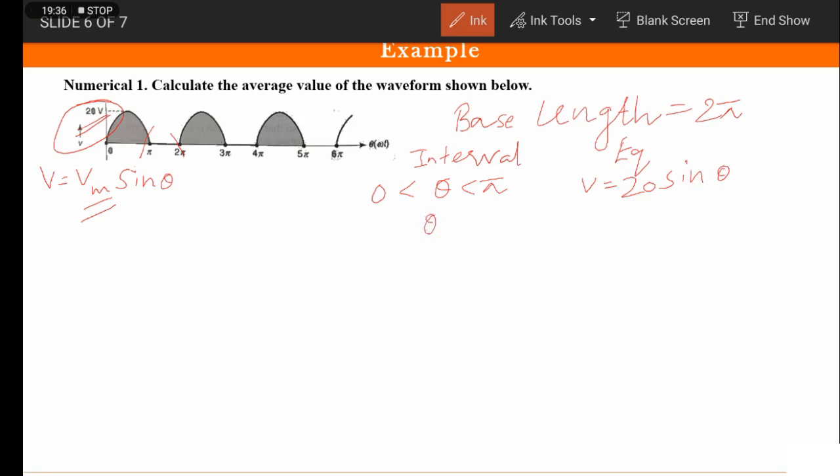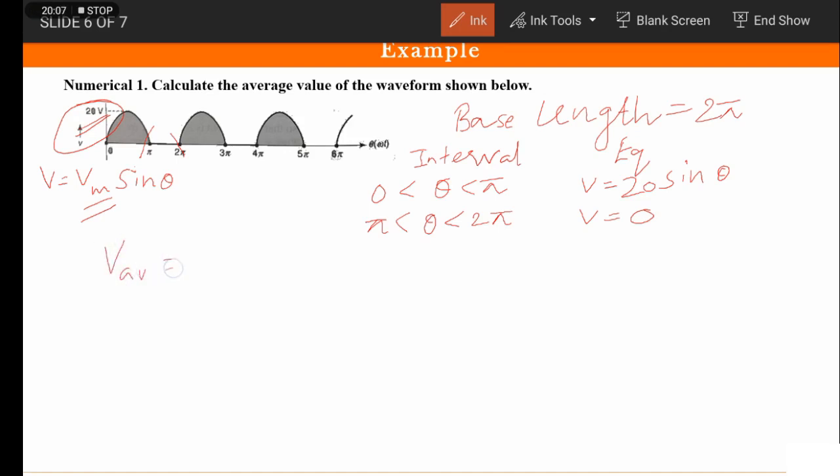Now for the value of theta greater than pi and less than 2 pi, what is V? V is 0. So this half of the work is done. Whenever we solve such numericals, the basic difficulty is writing this equation only. Once you have written this equation, half of the work is done. Fine. So let us calculate V average now.